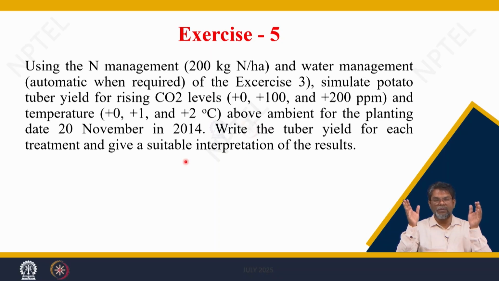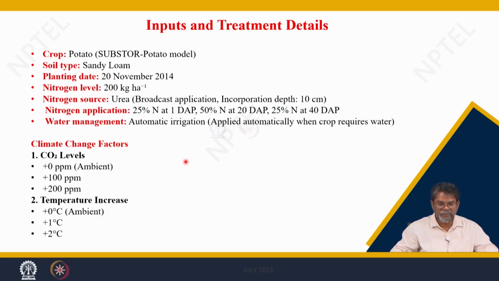Potato is grown during the rabi season, and this requires an assured irrigation facility. When you are growing the crop, the irrigation facility is definitely available, so we are using automatic irrigation as required. Here the crop is now potato, and the model is SUBSTOR-Potato, simulation of underground bulky storage organ, which is available in the DSSAT model.